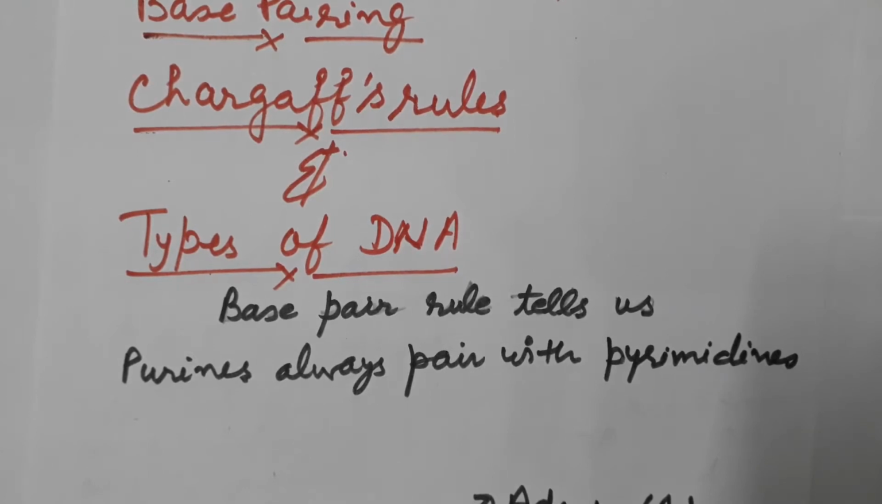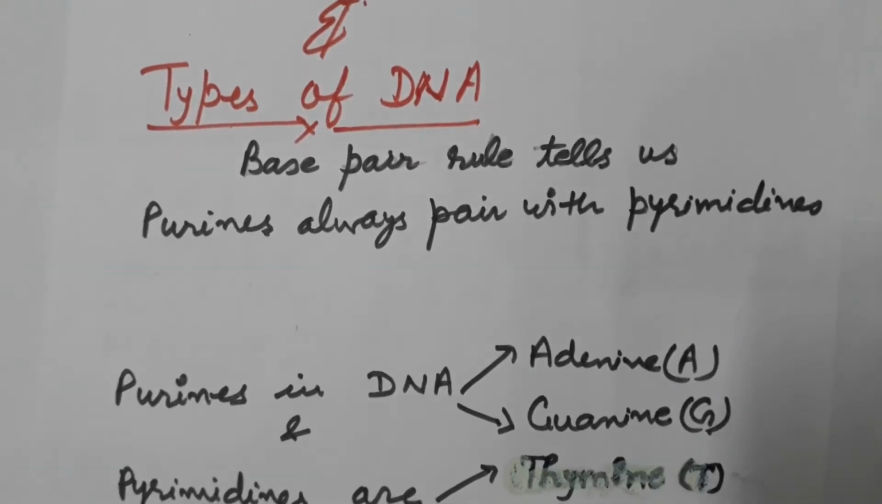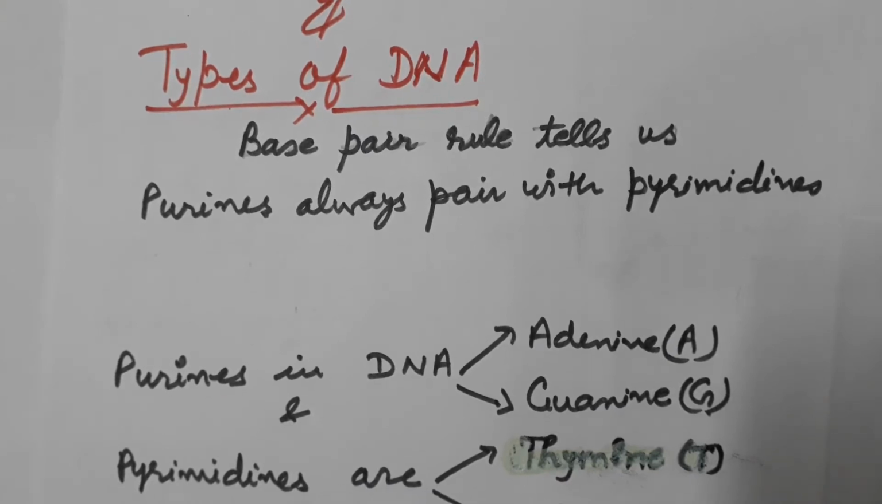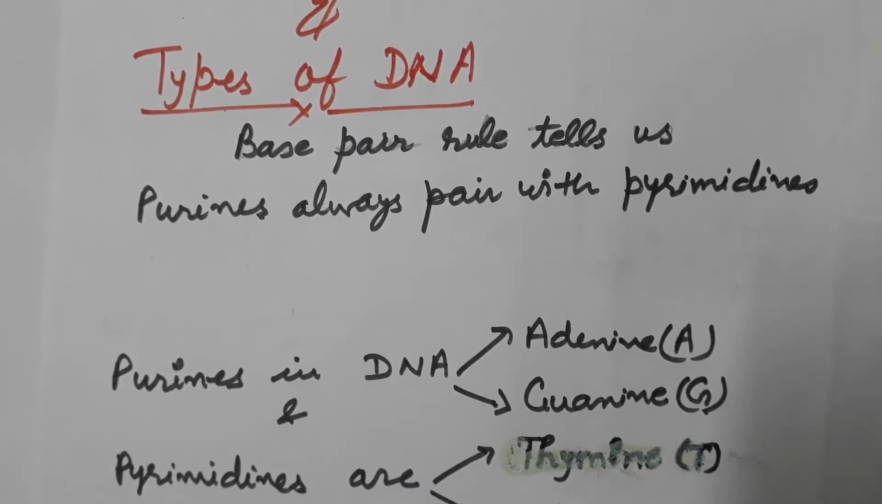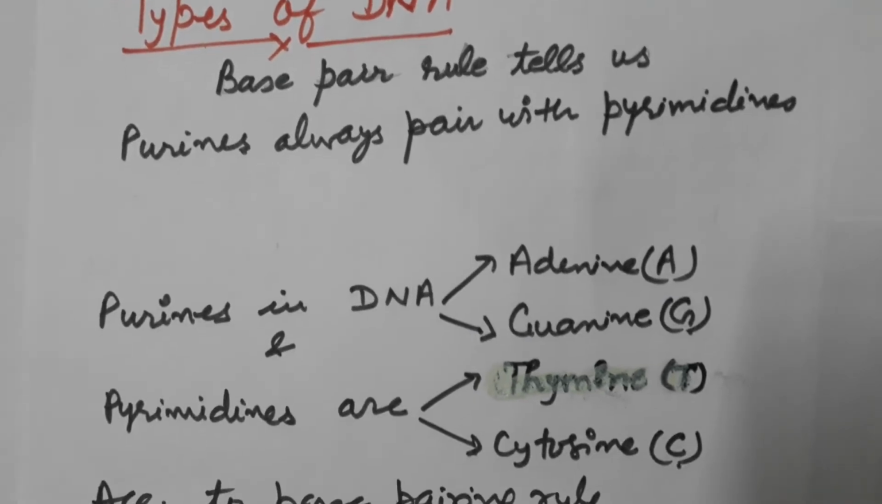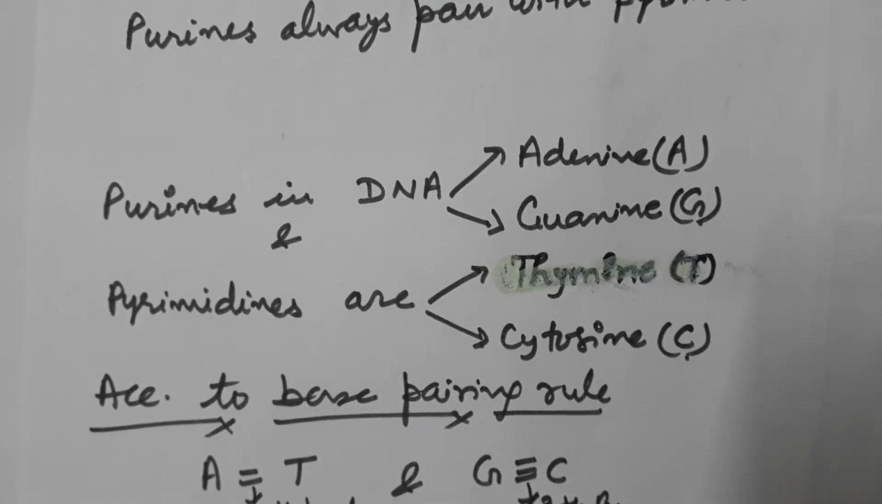How many purines are present in DNA? Two types of purine, that is adenine represented by A and guanine represented by G. Similarly, pyrimidines are also two in DNA structure. One is thymine represented by T and another is cytosine represented by C.